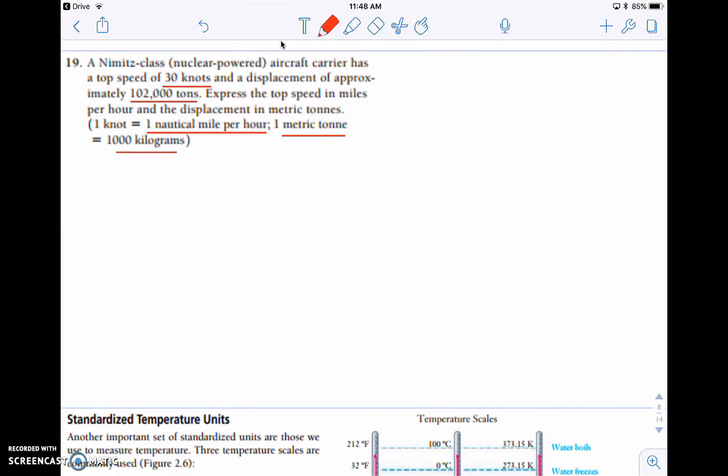So first, we've got 30 knots. So I'm going to say that's 30, I'm just going to say nautical miles per hour.